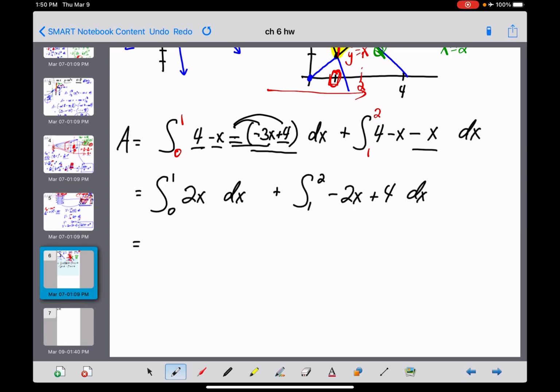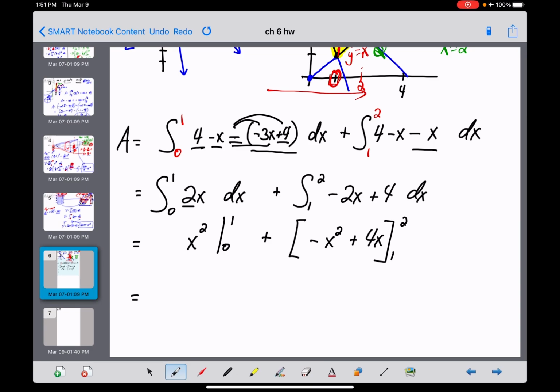So let's work on our antiderivatives now, guys. 2x, we're going to take x and square it, and then divide by the new exponent. 2 divided by 2 is just 1, so x squared is our antiderivative. We'll evaluate that from 0 to 1. Plus, this one I think I'm going to put brackets around. Antiderivative of a negative 2x is going to be a negative x squared, and of positive 4, that'll be a plus 4x. Close off the brackets there, and now we're going from 1 to 2.